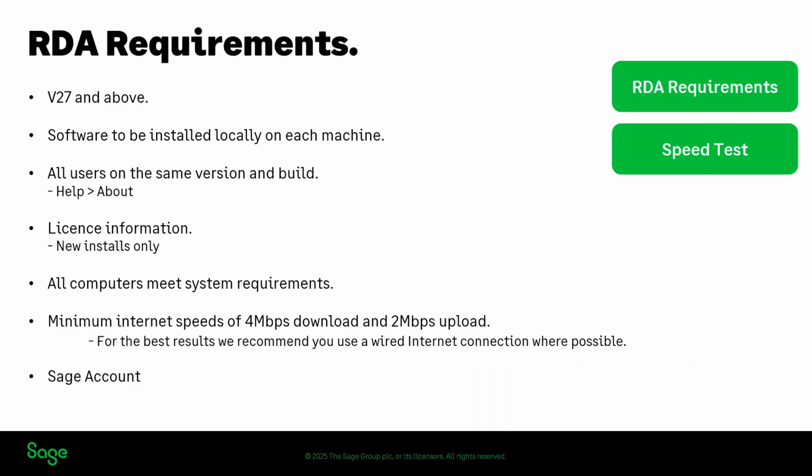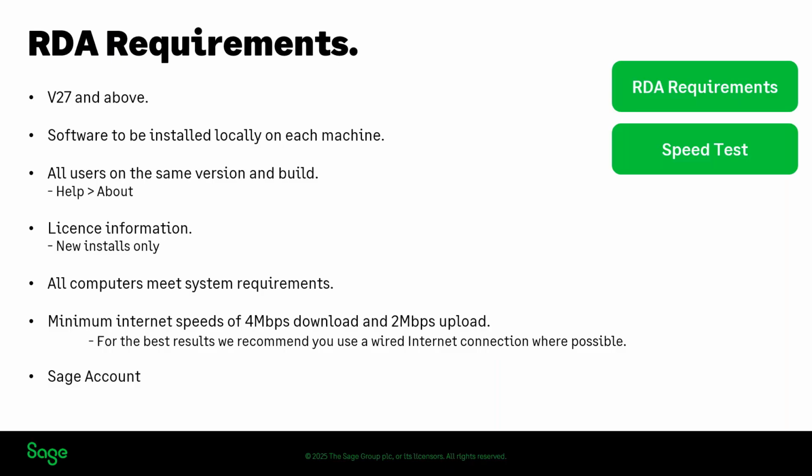So the RDA requirements. As I've already mentioned, you need to be on version 27 and above. Software needs to be installed locally on each machine. All users must be on the same version and build. If you're not sure how to find this, you can go to Help along the top and then into About. If it's a new install on each machine, you need to have the license information. Again, if there's an installation already existing on another computer, you can get that by going to Help and About again, and you'll find your license information in there.